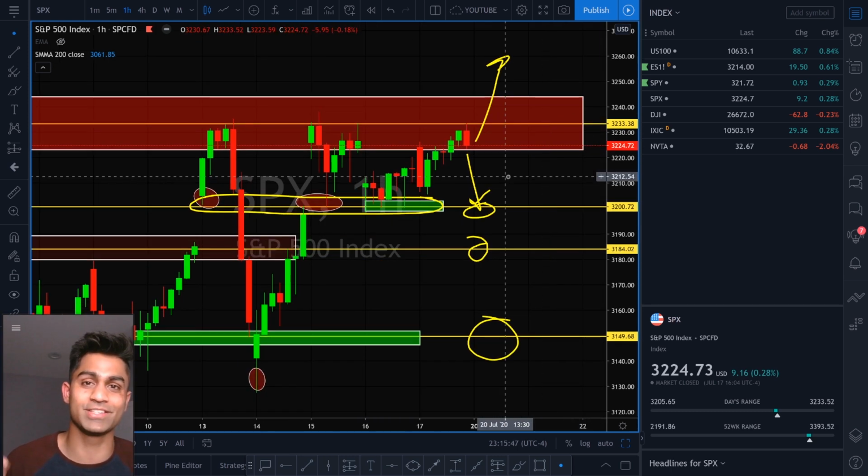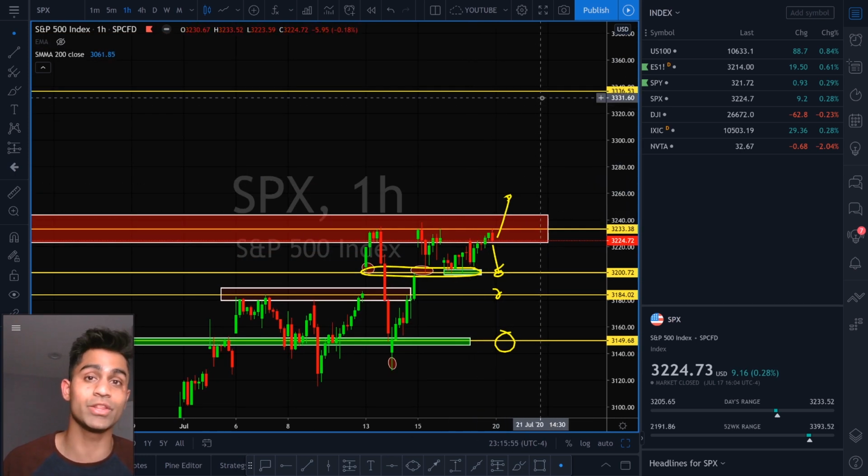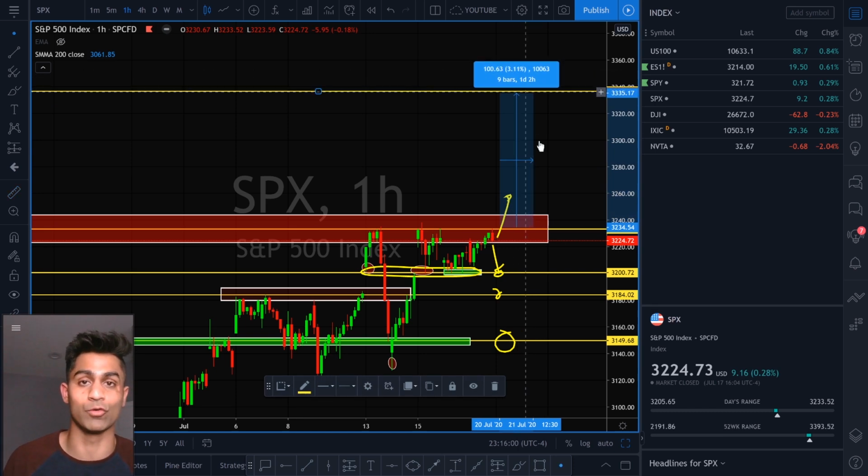The next resistance continues to sit at our bear candle, which is going to be at 3,230, and if we do break out of that level, then I can potentially see the next resistance at 3,330, a 100-point jump, which is going to result in a gain of over 3%.